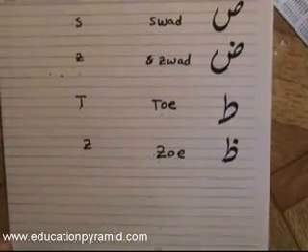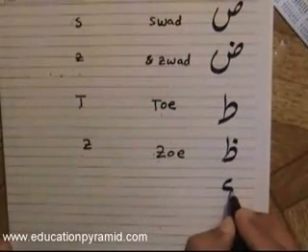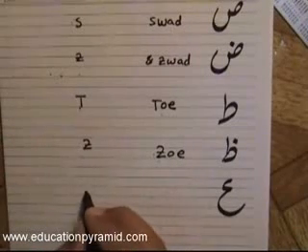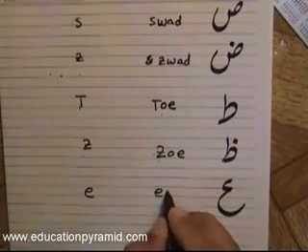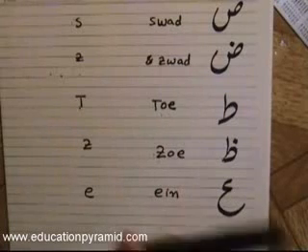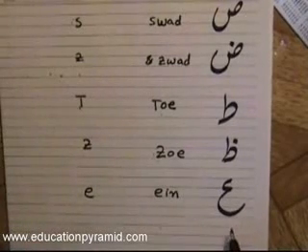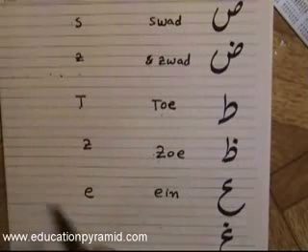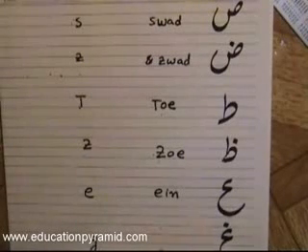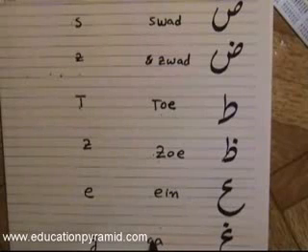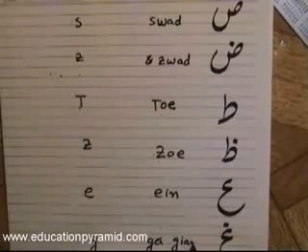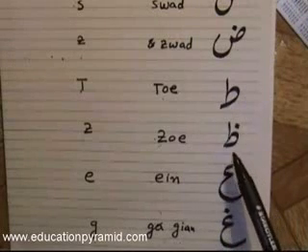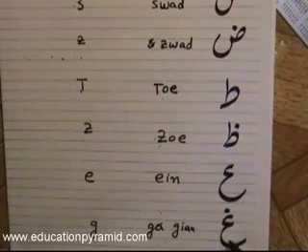Then we have ain, from E, like al-ain, ain, and then ghain. This is from the G sound, like ghain, G-I-A-N, ghain. Toy, zoe, ain, ghain.